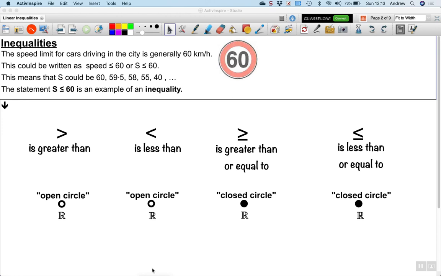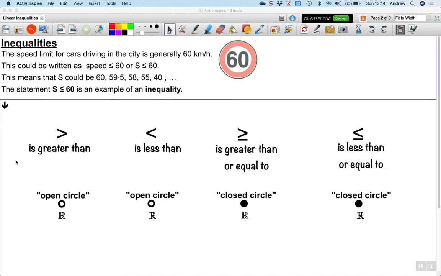Okay, this unit of work is, as you already know, based on inequalities. So what is an inequality? Well, let's have a look at this example here. We know that when we're coming into a town, sometimes we see a speed limit of 60 kilometers per hour, and we see the circle with 60 in the middle of it, and we know what it means. It means that the speed of the car in the city can't be any higher than 60 kilometers per hour. We could write this as speed, and that symbol in front of the 60 is less than or equal to 60.